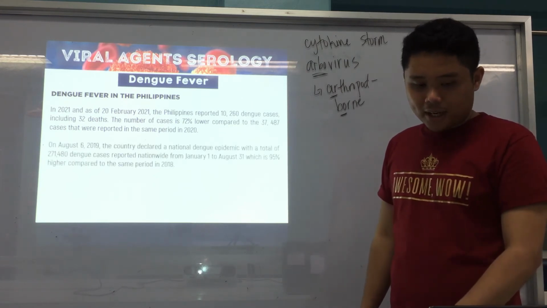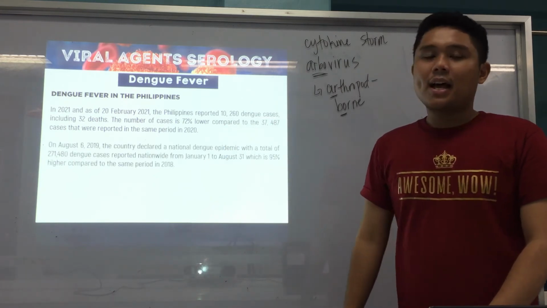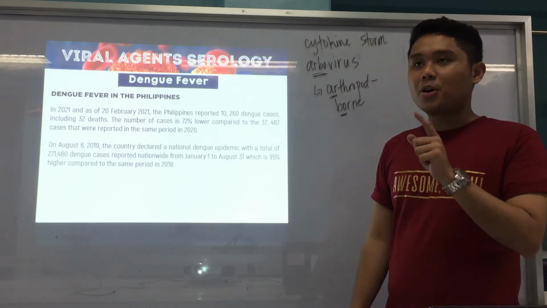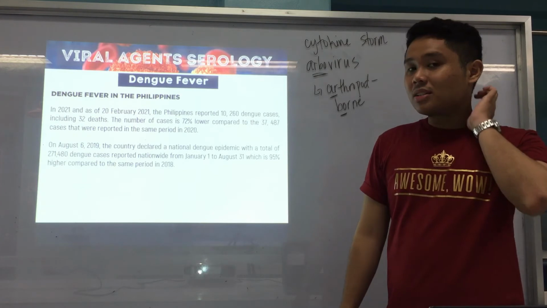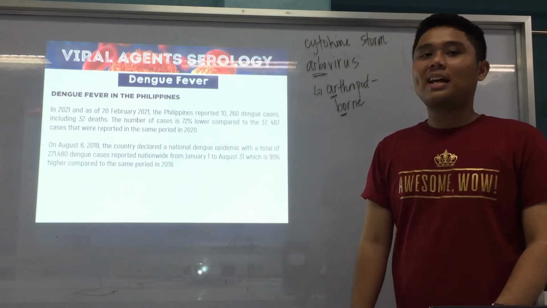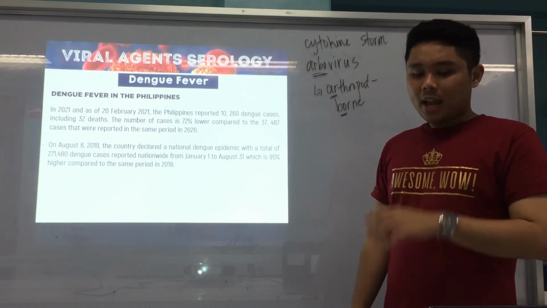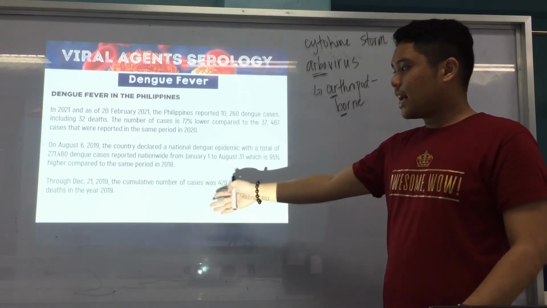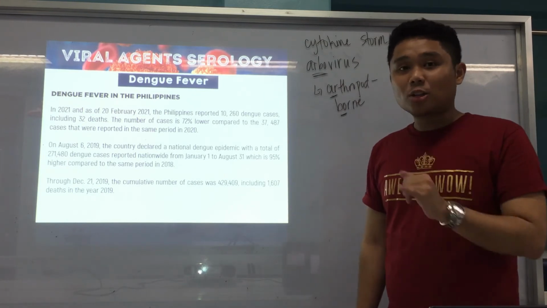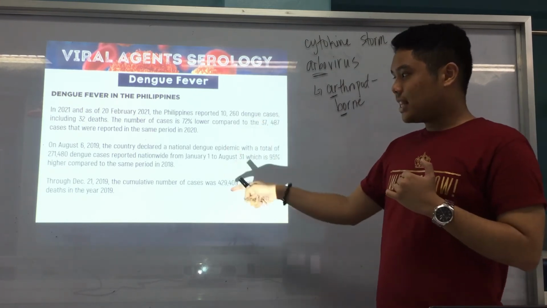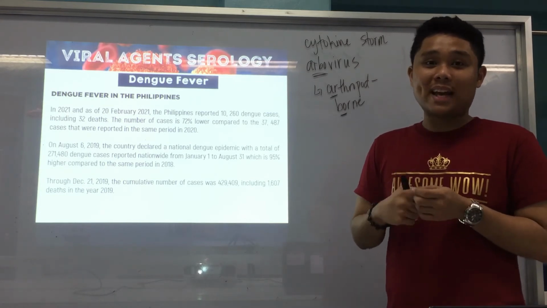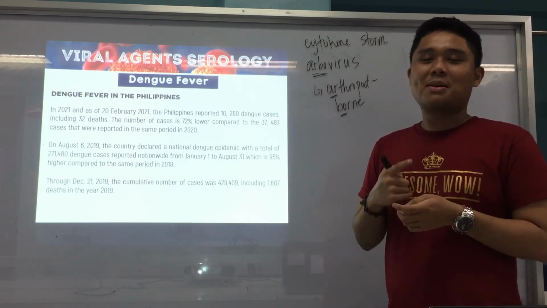Because I remember on August 6, the country declared a nationwide epidemic of dengue. I remember August 6, 2019, I was still in Manila reviewing for boards. It was an outbreak, and until the end of 2019, about 400,000 cases were reported. I remember talking about this in my first class in public health. I remember it so well.